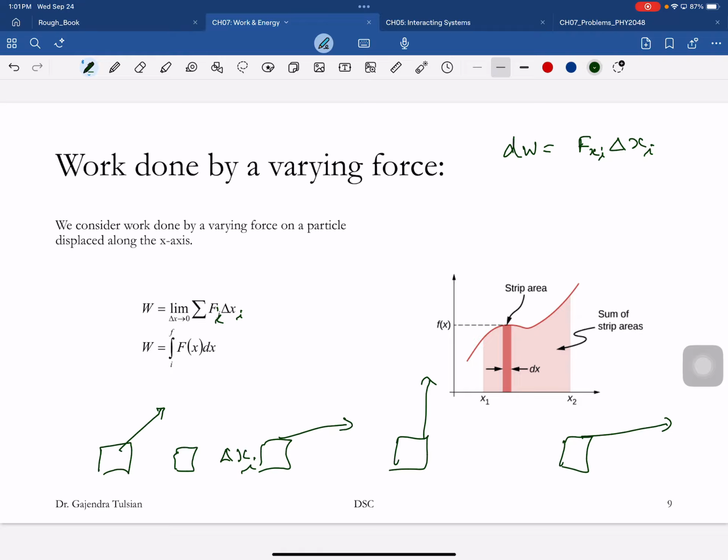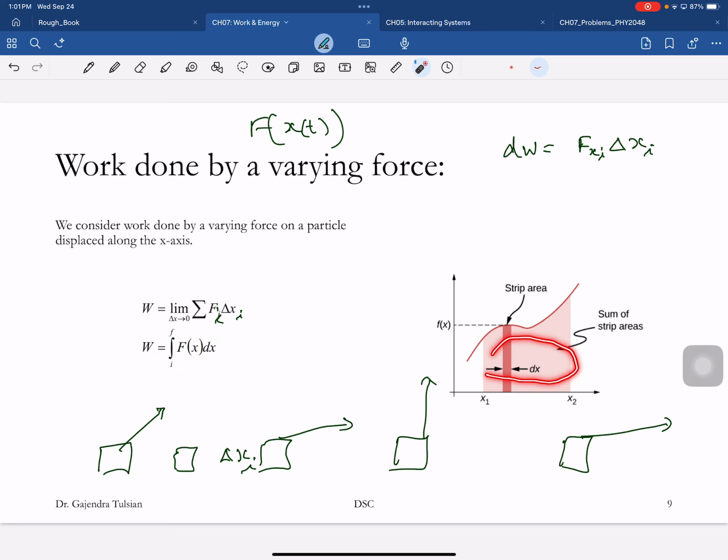This is a force that varies over distance? Yep. The time doesn't matter. Well, you're at different locations at different times, so it's a composite function. But we're just going to give you the x component as a function of position and then do that integral.